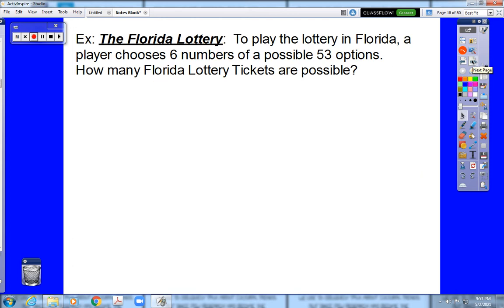This reads, the Florida lottery. Play the lottery in Florida. Player chooses 6 numbers of a possible 53 options. How many Florida lottery tickets are possible? So you have to ask yourself the question, does order matter?